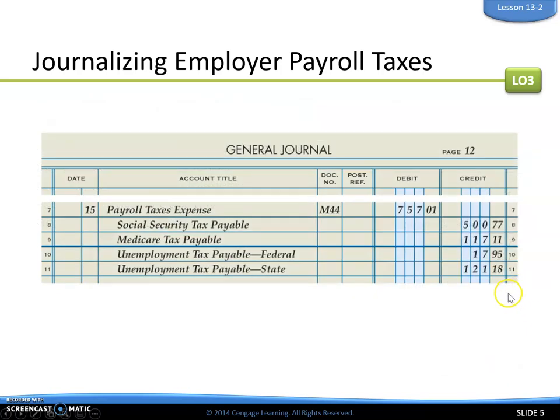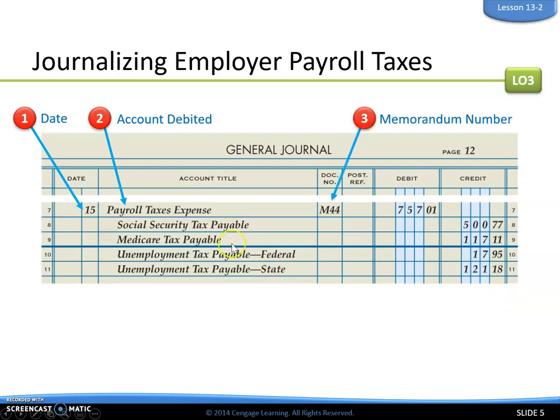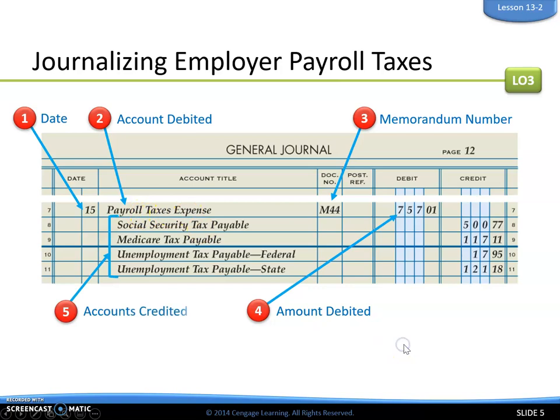This is going to go to our general journal because we are not actually paying these taxes at the time. So we are going to put in the date. We're going to debit our expense account. Here, our expense account is our payroll taxes expense. And then we are going to credit our payable accounts: Social Security tax, Medicare tax, unemployment tax, federal, and unemployment tax, state.